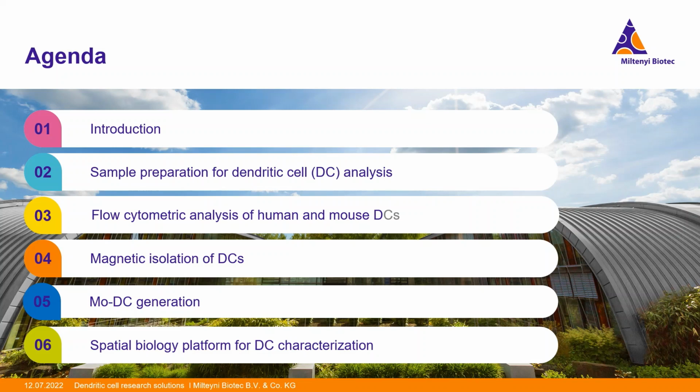Here's the agenda for today's webinar. First, we will have a brief introduction. Then I will talk about sample preparation for dendritic cell analysis. Afterwards, I will talk about our flow cytometric analysis solutions for human and mouse DCs, followed by magnetic isolation of DCs and more DC generation solutions. And at the end, I will tease you with our spatial biology platform for DC characterization. Now, the introduction.